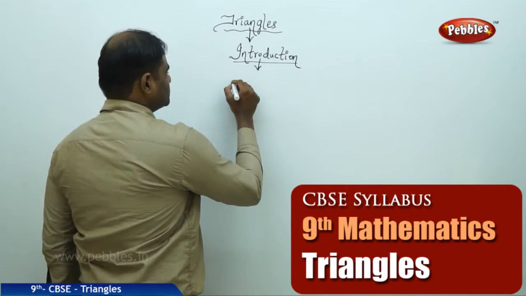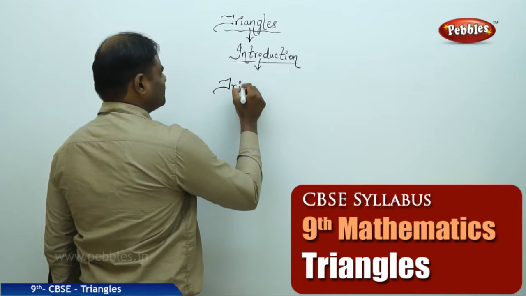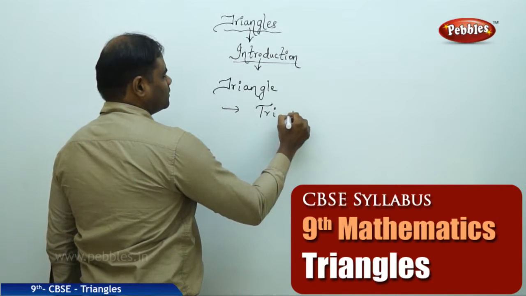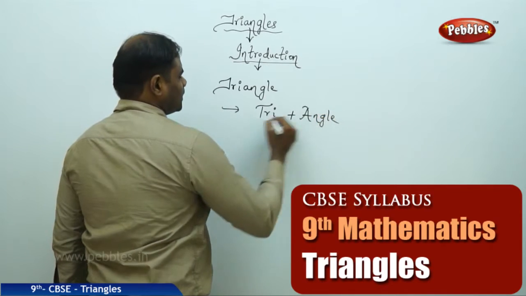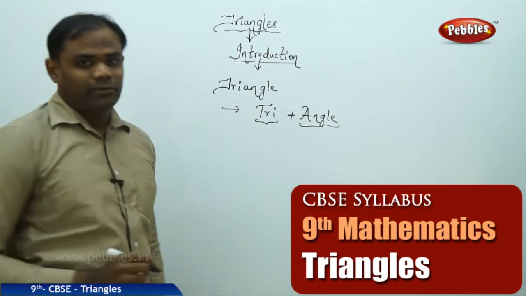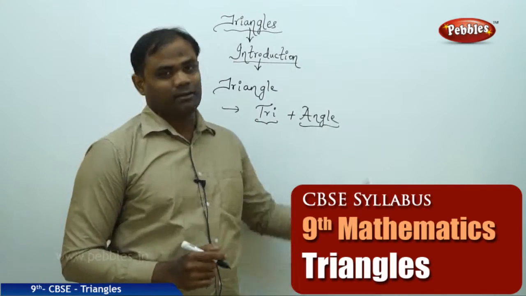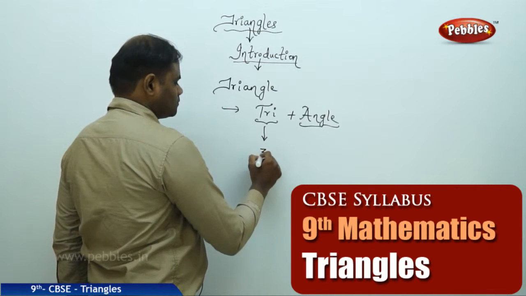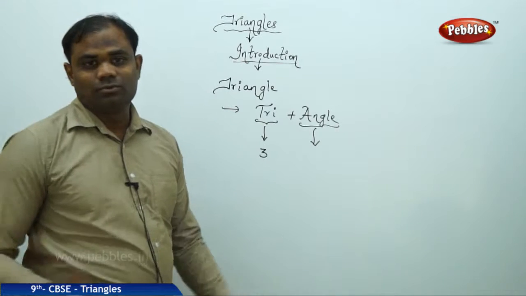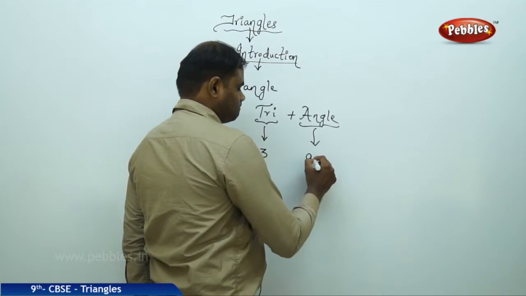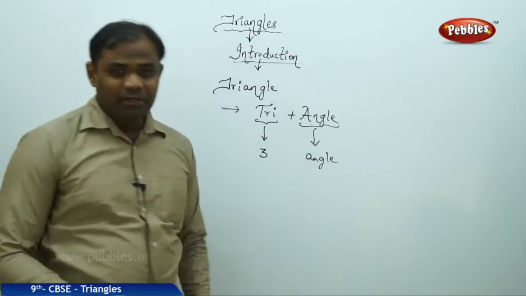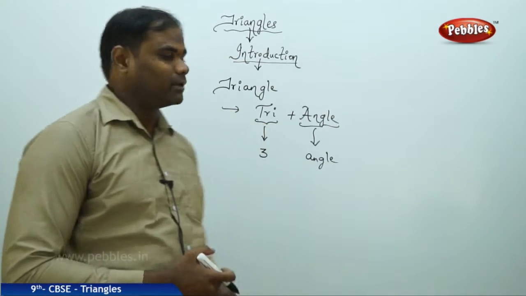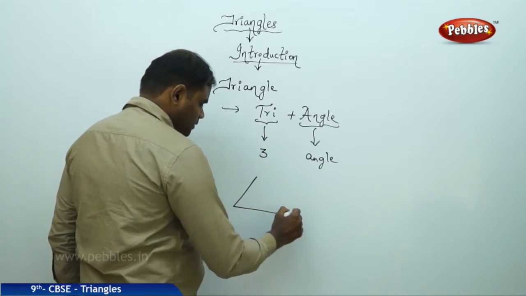As triangle refers, clearly I have a triangle which is separated into tri plus angle. So a triangle is formed by tri and angle. Tri refers to 3, and angle refers to the angle which we have out here. So any figure which has 3 angles involved is called a triangle. As we see, a triangle looks in the shape of this.